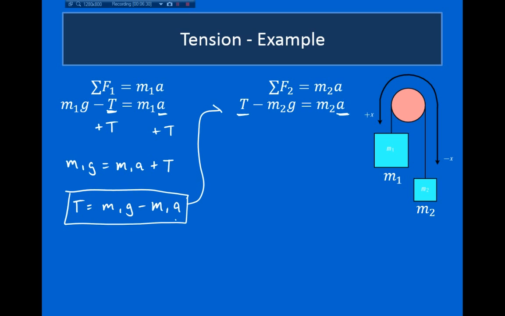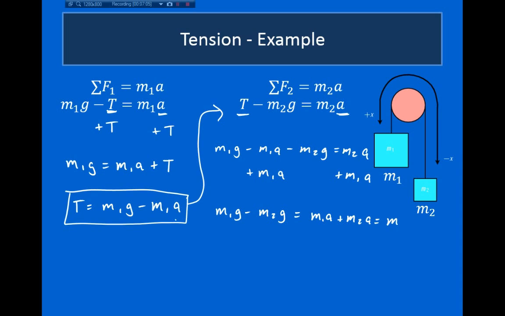Plugging this into the other equation gives me an equation that only has one unknown, the acceleration. So tension, m1g minus m1a, minus m2g is equal to m2a. Now, what I want to do is take both of the terms that have acceleration and move them to the same side of the equation. So I'll add m1a to both sides, and then I get m1g minus m2g is equal to m1a plus m2a, or (m1 plus m2) times a.